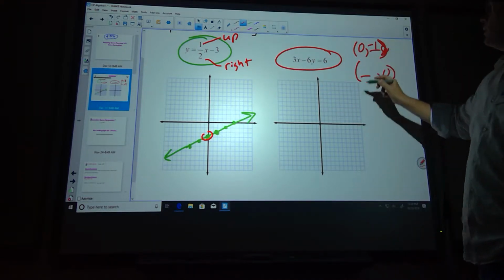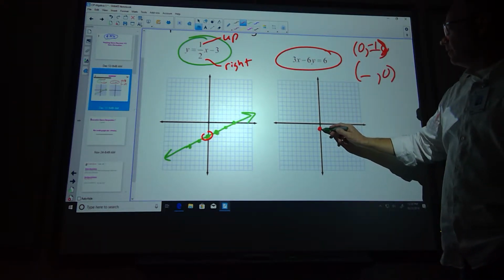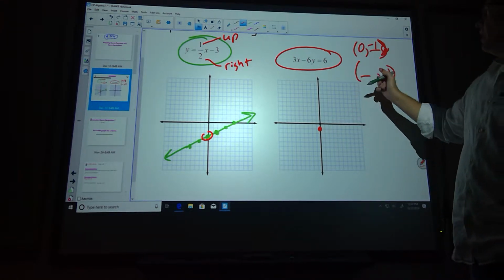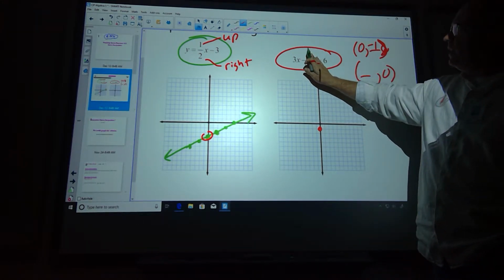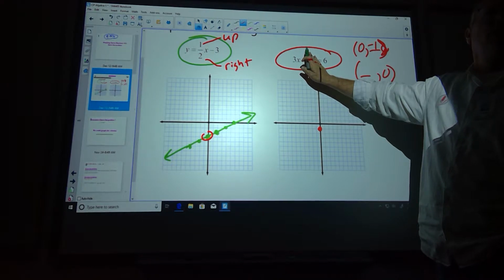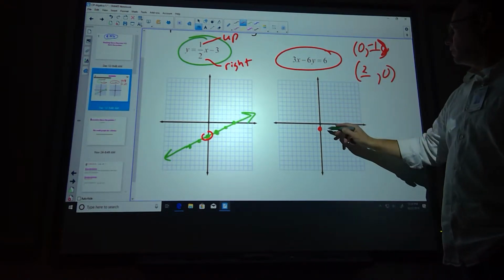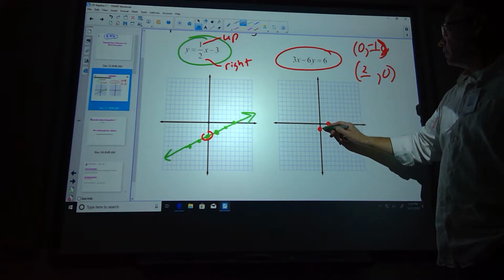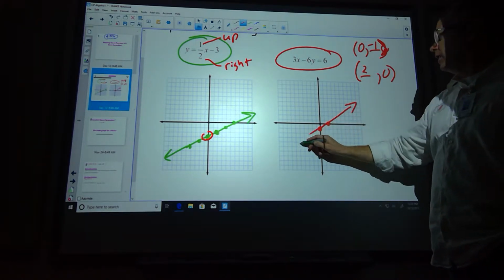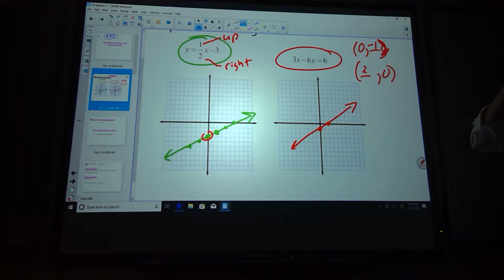-1, cool. So 0, -1, it's down there. And then I have a 0 here in the y spot, so 3 times what number gives me 6? 2. 2, 0. So then you have those 2 points, just connect your dots and draw your line straight through. And that's, again, just review, right? We've seen this before. We're happy about that?